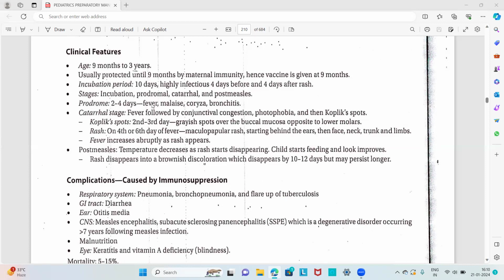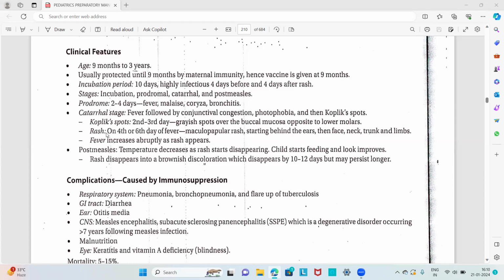It is characterized by fever, malaise, coryza and bronchitis. That is followed by the catarrhal stage, characterized by fever followed by conjunctival congestion, photophobia, and then Koplik spots. Koplik spots are gray spots over the buccal mucosa opposite to the lower molar, which appear on the second and third day of the measles infection.